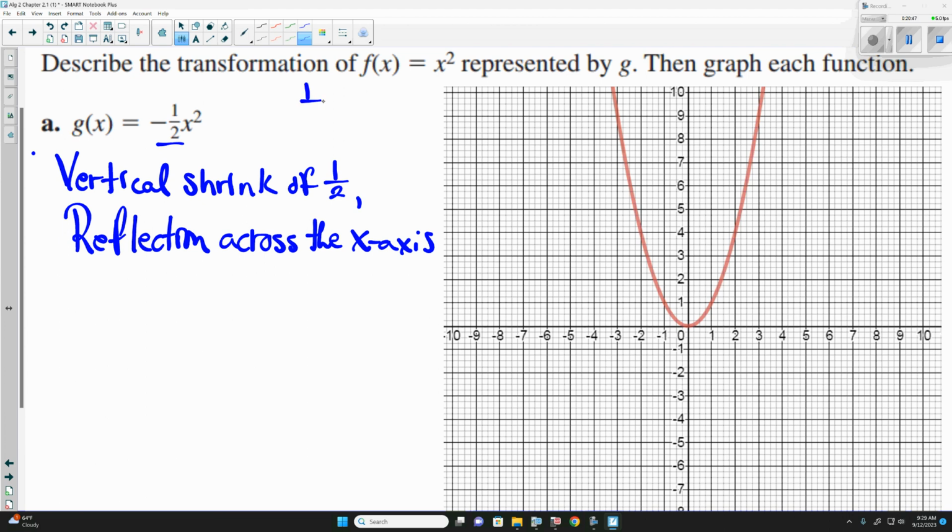So if we'd said 1/2 here, then we'd talk about a reflection across the y-axis. Outside parentheses is across the x. So the vertical shrink of 1/2 means that this is going to increase slower along the y-axis by a half. And a reflection across the x-axis means it's not going up, it's going down.